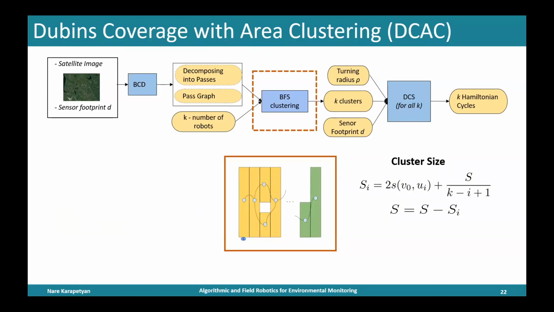Having the dual graph, now what we can do, we can actually just do greedy type of clusterization where we're using breadth first search algorithm to split the regions into clusters. The cluster size here is defined a bit differently. Again, we are taking into account the distance that the robot has to travel, but also we are taking into account that every time that we cluster, that we assign robot one region, now the total area that has been left to cover is different. So we can extract that size and assign the remaining of the cluster to the next robot.